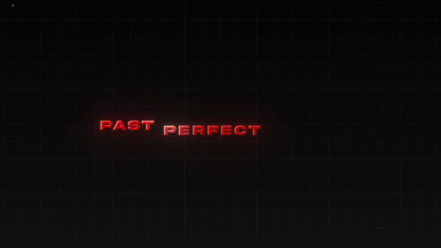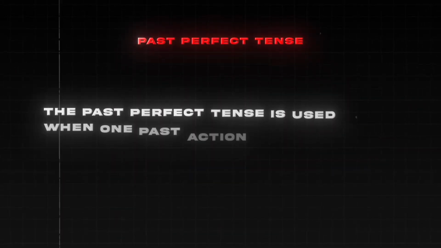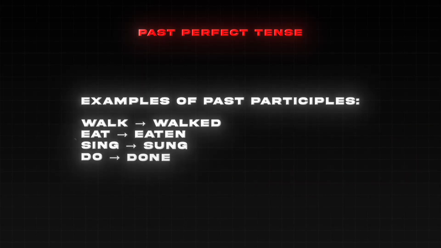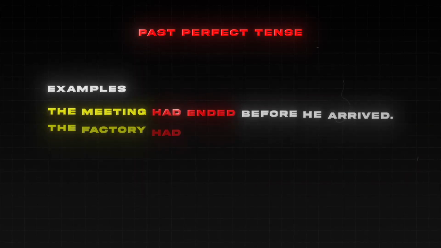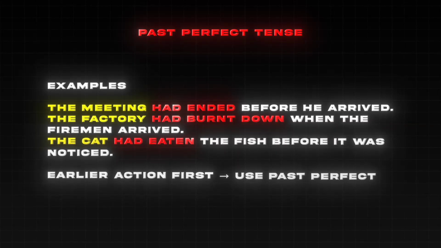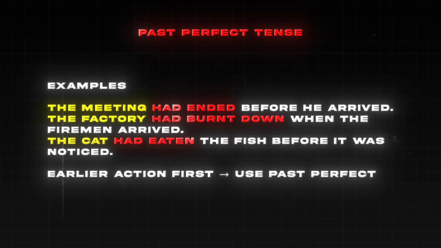The past perfect tense is used when one past action happened before another past action. Examples: the meeting had ended before he arrived. The factory had burnt down when the firemen arrived. The cat had eaten the fish before it was noticed.